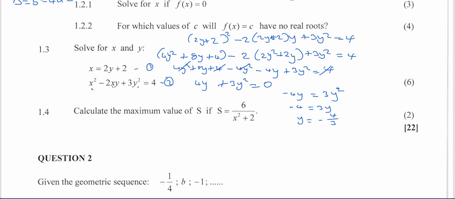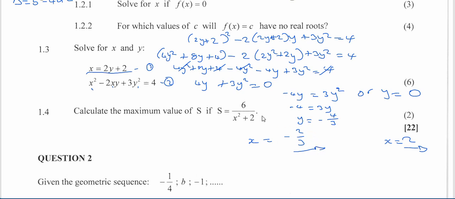Or y is going to be equal to 0. So we're going to substitute these values into this equation. We substitute x is equal to 2y plus 2, we're going to have 14 over 3. When we substitute y equals 0 into the equation, we have x equals 2. These are going to be our answers.